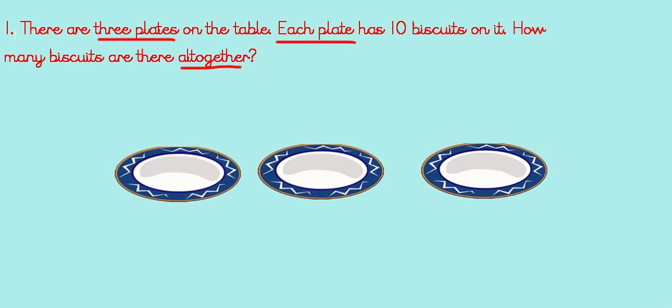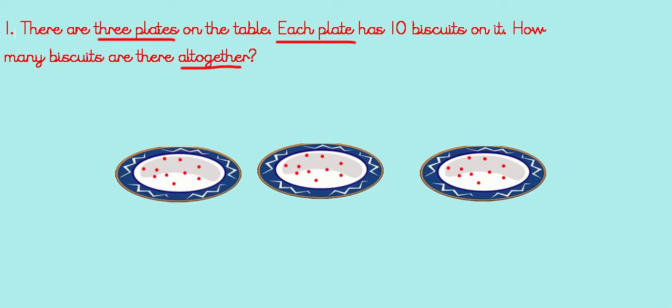Let's go. So here I've drawn my 3 plates, or my 3 groups. I've put 10 biscuits on each plate, and now I'm going to count up in tens. That's right, shall we try? 10, 20, 30. Well done. We've got 30 biscuits in total.